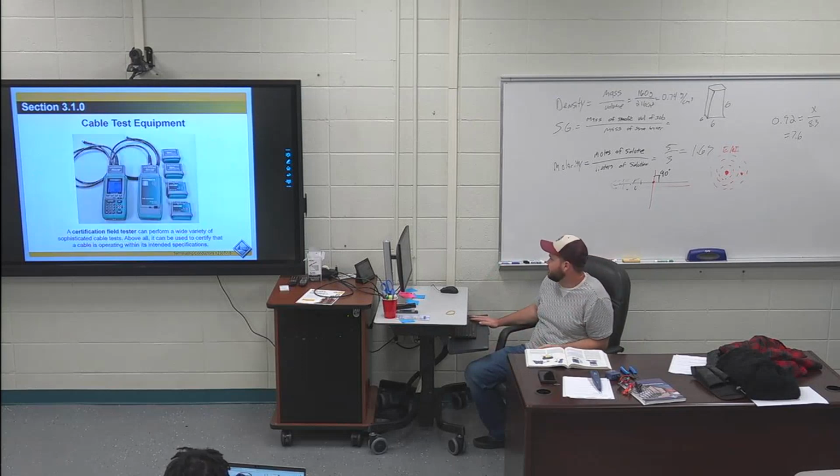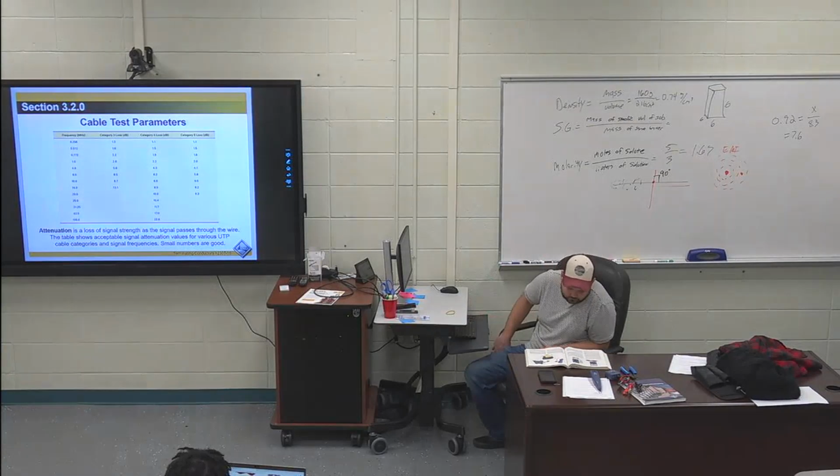Test parameters, 320. First sentence on page 45 is highlighted. Measuring attenuation is measuring the signal strength loss over the length of a cable. So attenuation is the signal strength loss over a length of cable.